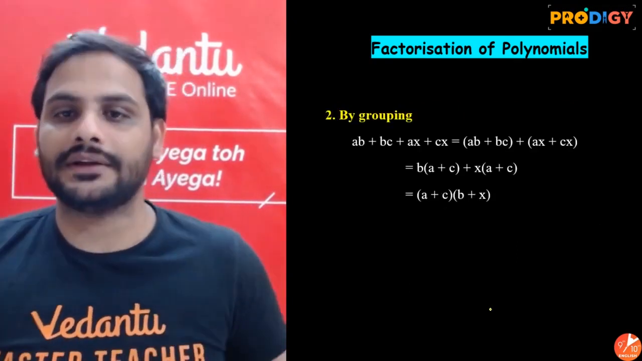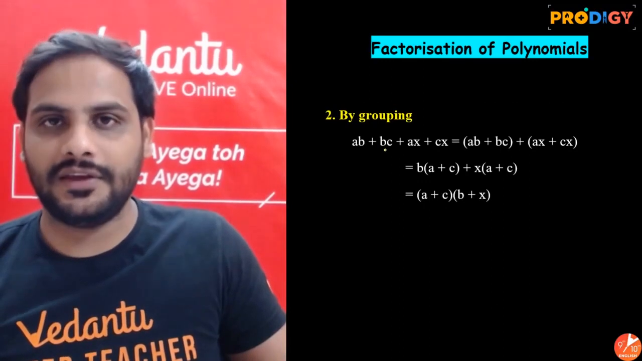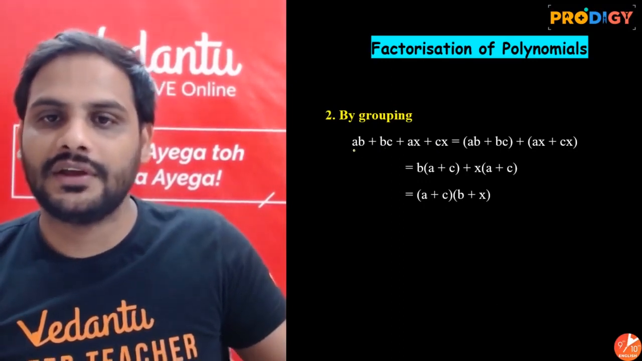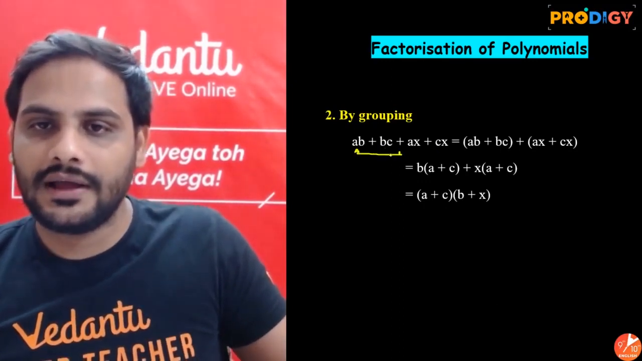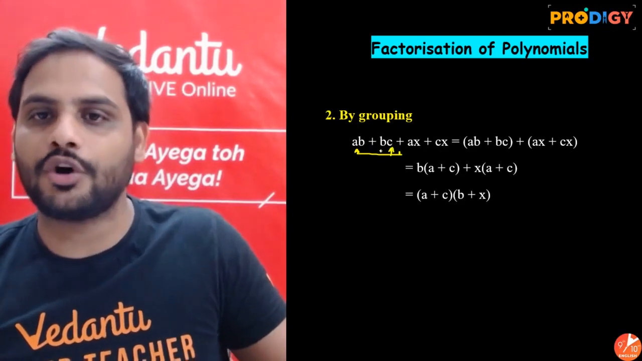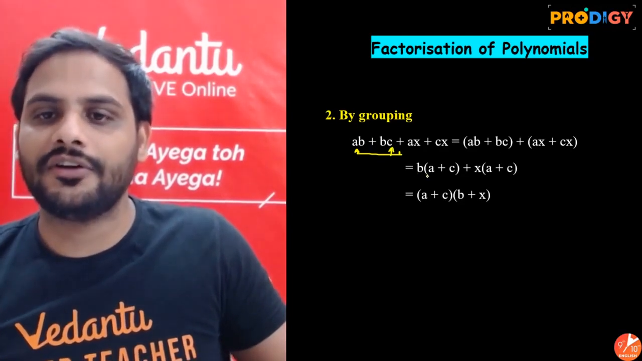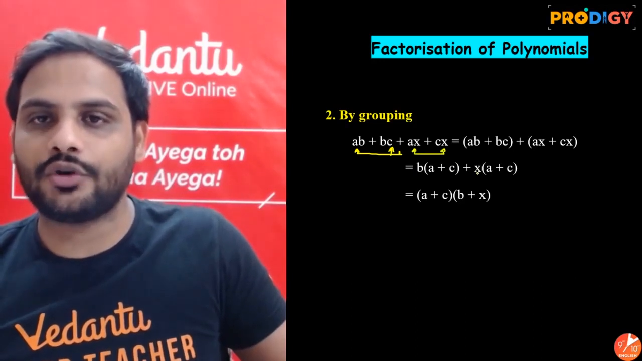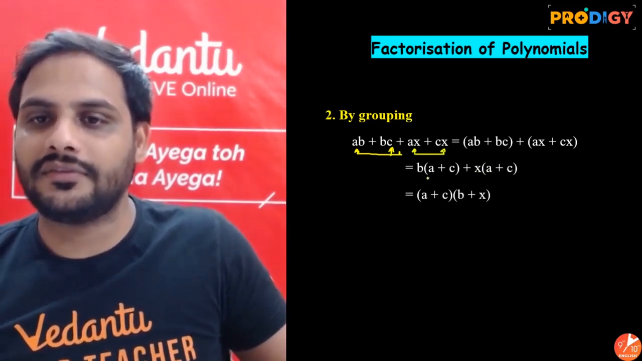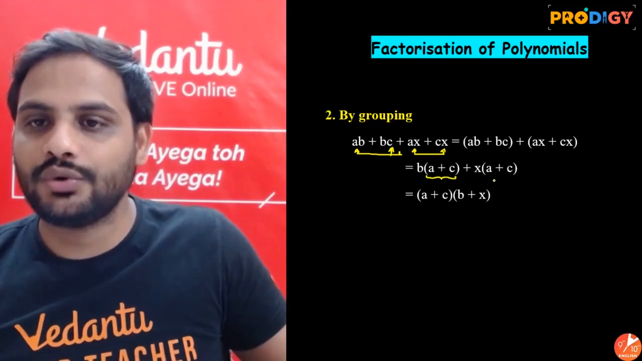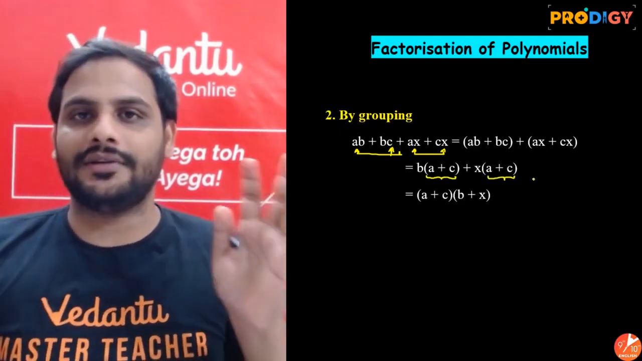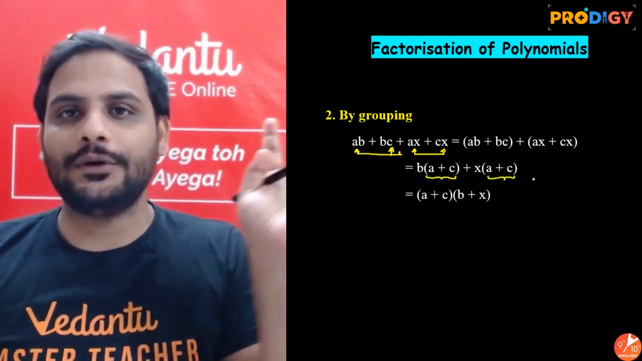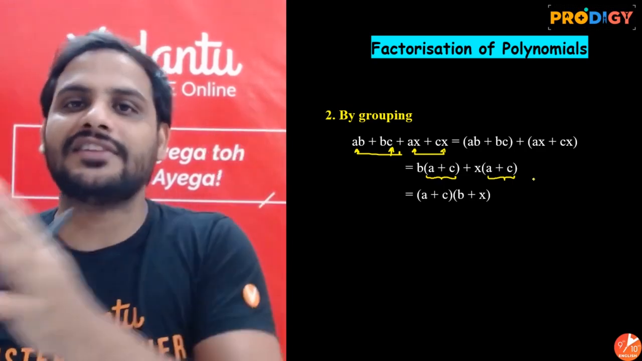Next, by grouping. So we have ab plus bc plus ax plus cx. In the first two terms, b is common. If I take b common in the first two terms, I am left with a plus c. In the next two terms, I can see x is common. Here also I am left with a plus c. Now in both these terms, you can see a plus c is common. The first is b into a plus c. The second term is x into a plus c.